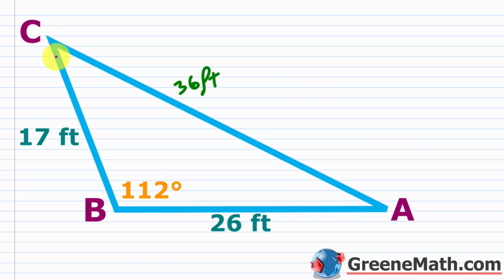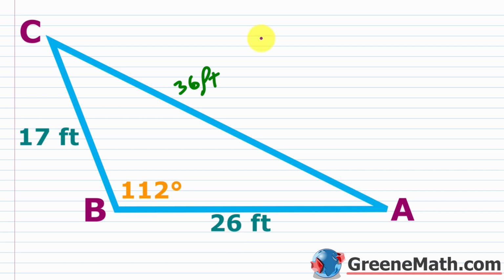If I look at this side right here, the length is 17 feet, so that's opposite of angle A. And the length right here for this side is 26 feet, so that's opposite of angle C. So what I know is that this angle right here, since it's opposite of the smaller side than this angle right here, is going to be the smaller of the two.